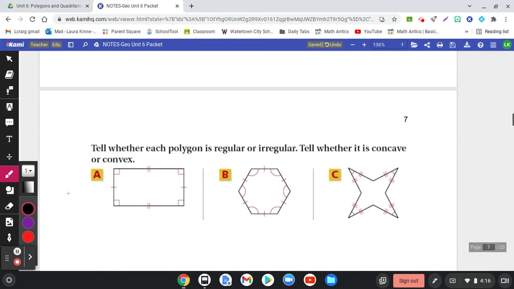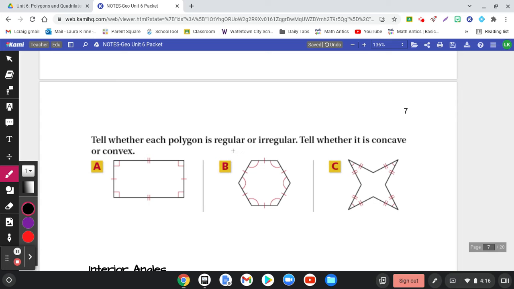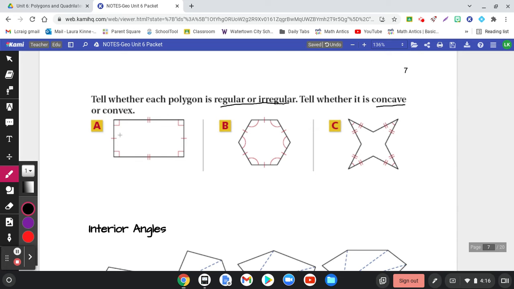All right, so let's do some examples. Tell whether each polygon is regular or irregular, and tell whether it's concave or convex. Again, the markings didn't show up very well in yours, so if you want, you can add them. All right, so this is irregular because not all the sides are the same. All the angles are okay, but not all the sides are the same.